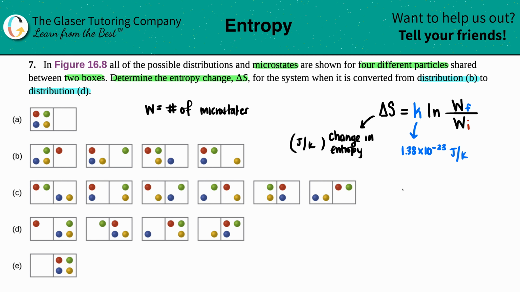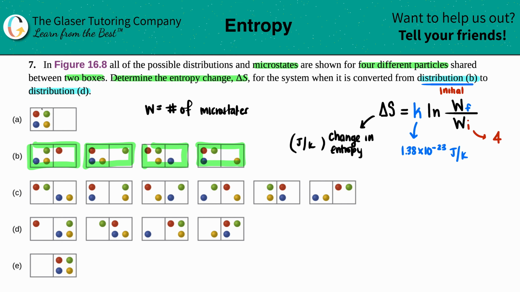Now, here's the picture for figure 16.8. So we're going to be using this one for this question. It says that this system was converted from distribution B, so that seems like that's the initial. So let's see, here's distribution B. How many microstates are in distribution B? 1, 2, 3, 4. So there's 4 different microstates for distribution B. So this one is going to be a 4.